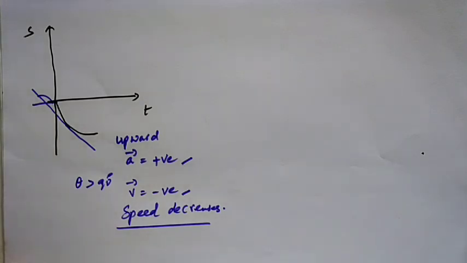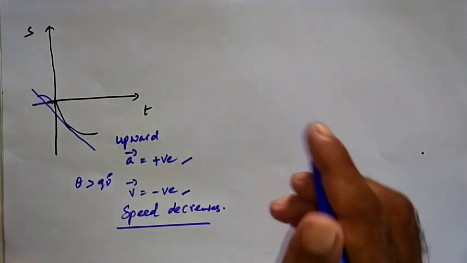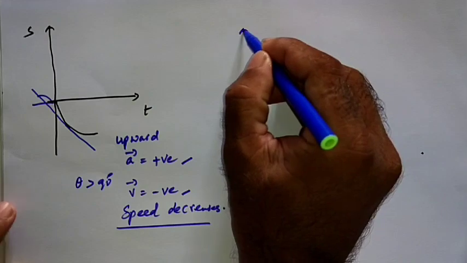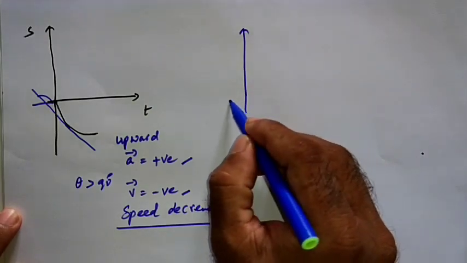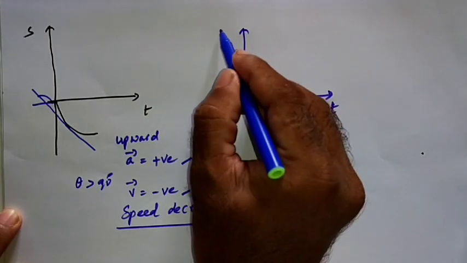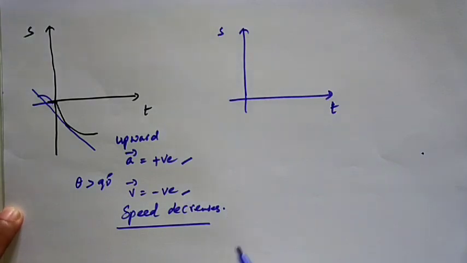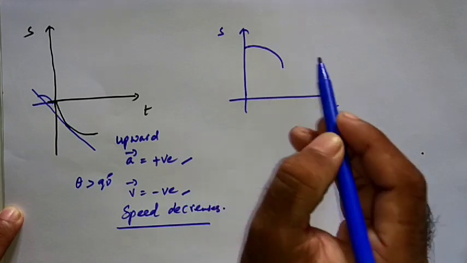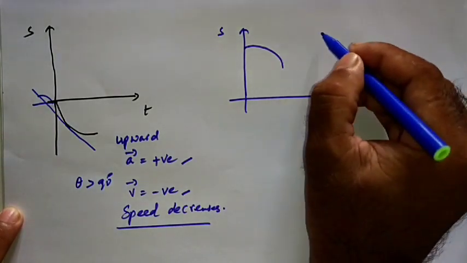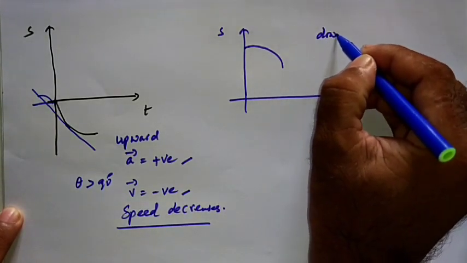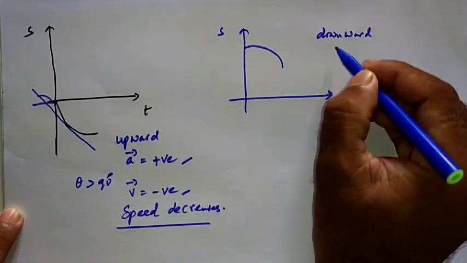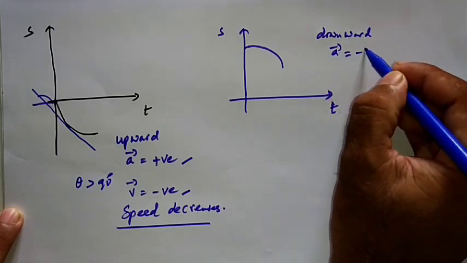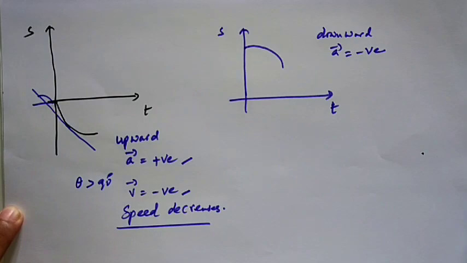For our practice, let us take one more. Practice makes a man perfect. We know that. Now the curve is this shape. Tell me, is it upward or downward? Downward. What about acceleration? Acceleration is negative. Simple.